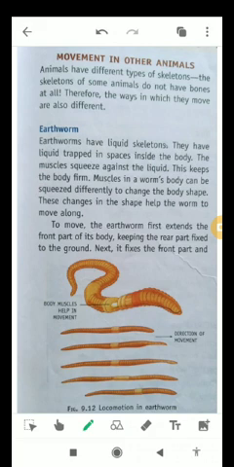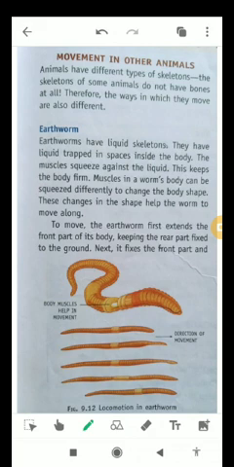First one is earthworm. Earthworm have liquid skeleton. They have liquid trapped in spaces inside the body. The muscles squeeze against the liquid. This keeps the body firm. Muscles in a worm's body can be squeezed differently to change the body shape. These changes in the shape help the worm to move along.